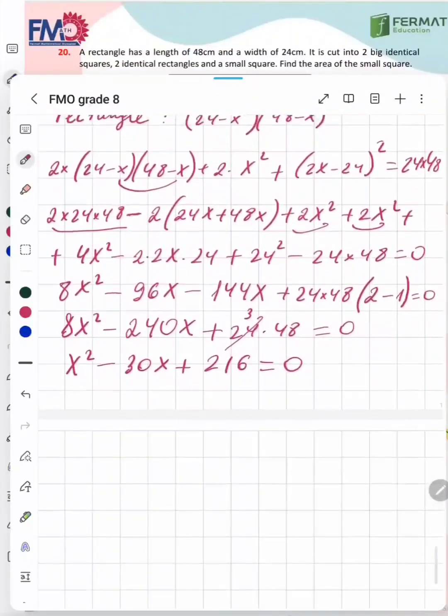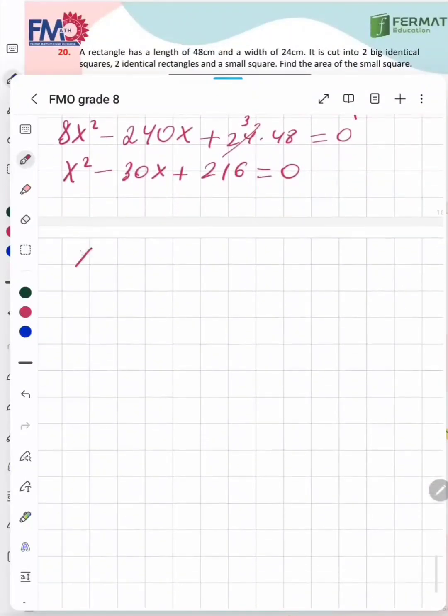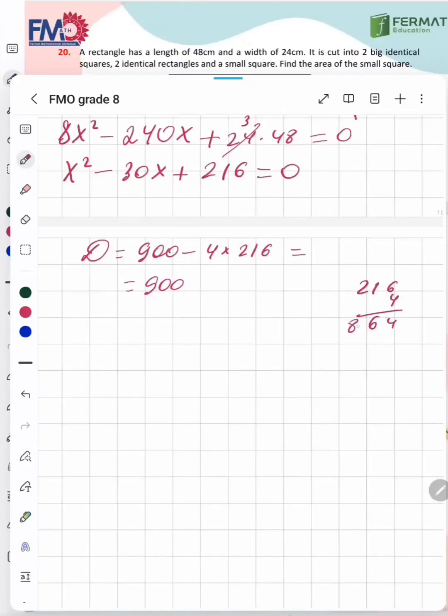Now we can use the discriminant formula to find the roots. So D equals b squared, which is 900, minus 4ac, 4 times 216. Let's compute 4 times 216: 4 times 2 is 8, 4 times 6 is 24, so 864. That gives us D equals 36.